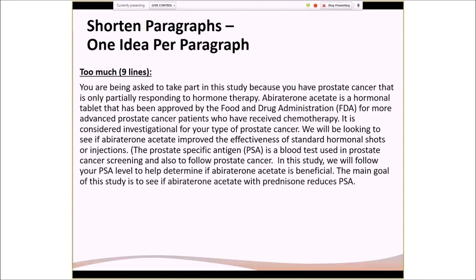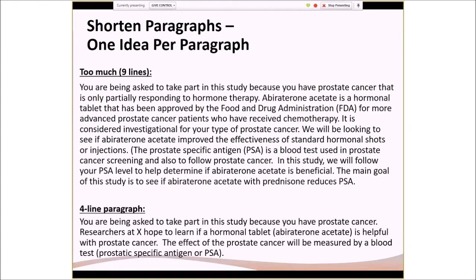So here's another long paragraph, and it's got too many ideas in it and too many words. And here's the same information in a 4-line paragraph. So it's not rocket science. Any of us can do this. I will tell you from experience, it's more time consuming than you think.